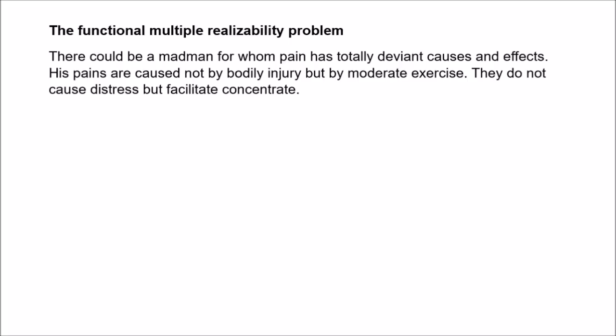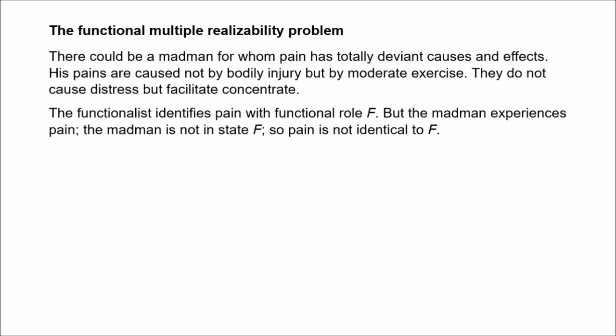So, if there could be such a madman, then the argument against functionalism is simple. The functionalist identifies pain with a particular functional role or causal role, F. F is caused by bodily injury, causes distress, etc. But the madman experiences pain, the madman is not in state F, therefore pain is not identical to F. The original multiple realizability argument was a serious blow to the identity theory, but the functional multiple realizability argument doesn't really seem to have made much of a dent in functionalism.